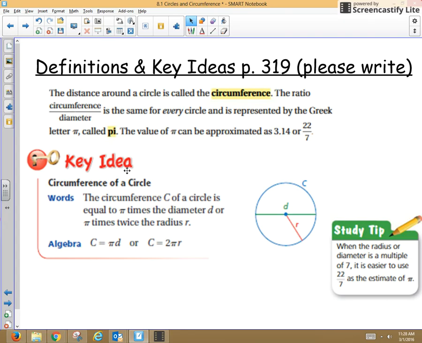Now getting back to our key idea, circumference of a circle is equal to pi times the diameter, or pi times twice the radius. So there are 2 formulas here that you will need to write down and remember. C equals pi times diameter, or if you know the radius, C equals 2 times pi times the radius, since 2 times the radius is the same thing as the diameter. Pause to continue to write this down.